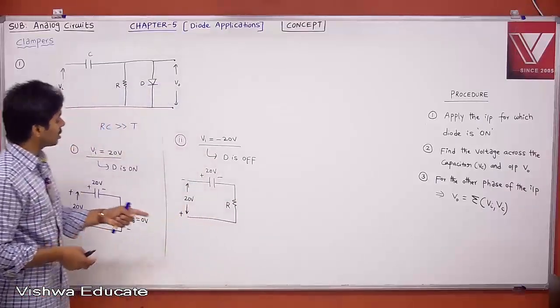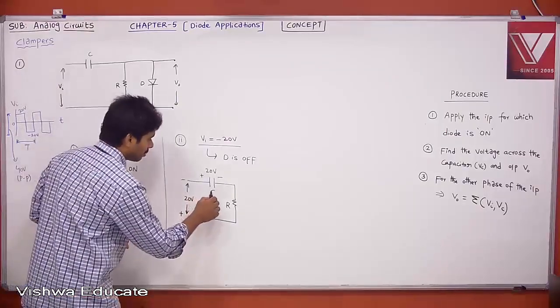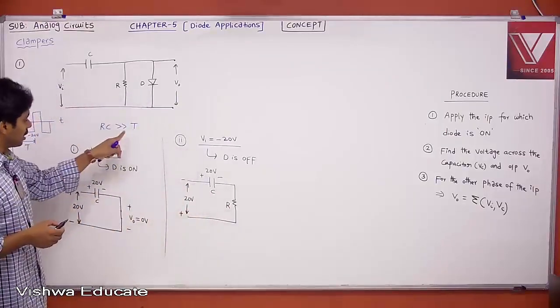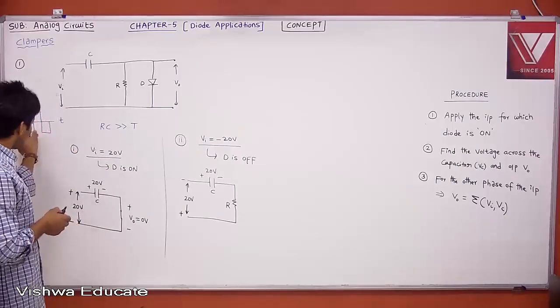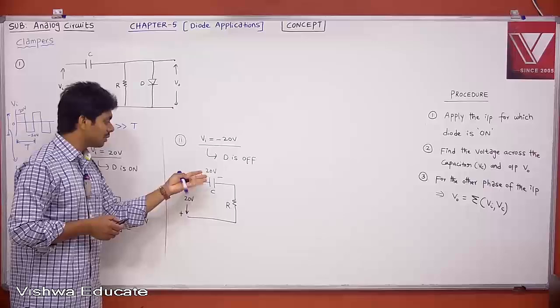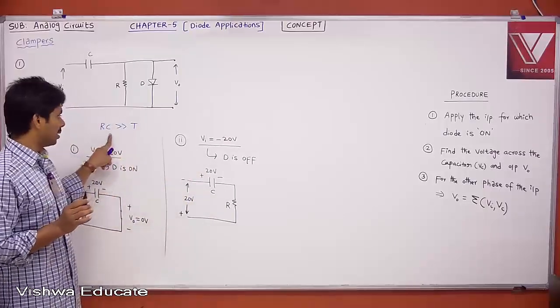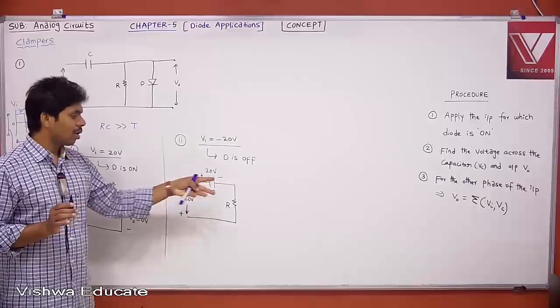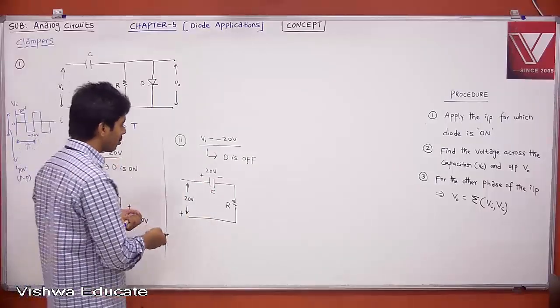But we know that the time constant RC is very much greater than the time T by 2 or T. Means in this half cycle, your capacitor will not charge, it will not discharge. Whatever it has, it will hold it. That's why this is required. If this is not there, then your output shape will be changed. Okay, that's right. Therefore, now tell me what is your output voltage.